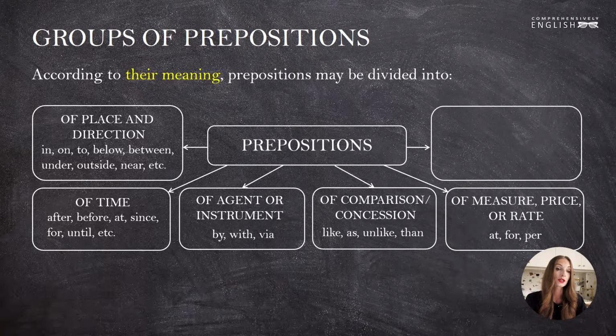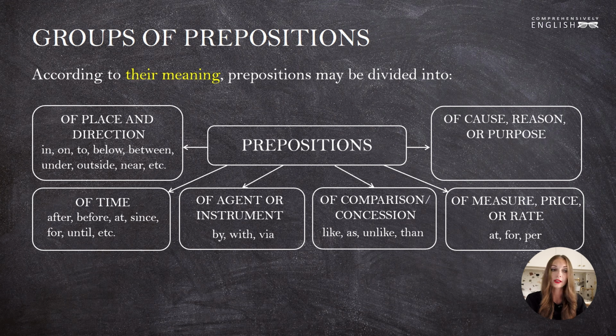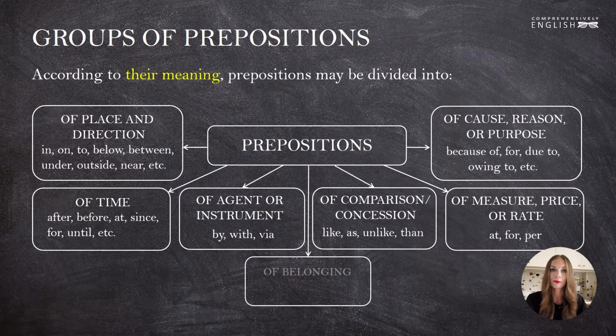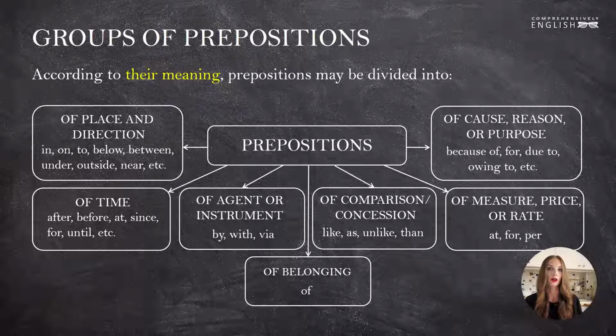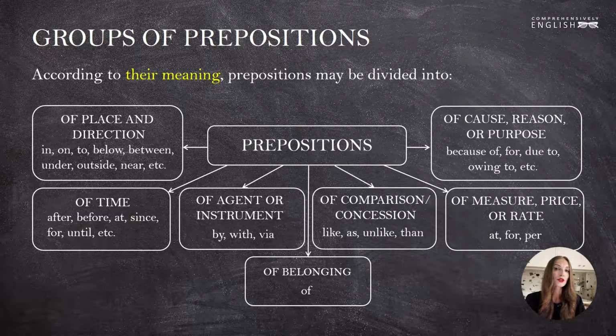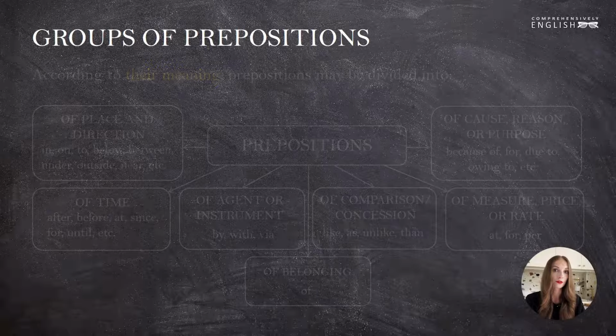Another group of prepositions are the prepositions of cause, reason, or purpose: because of, for, due to, owing to, and so on. And finally, there is a teeny tiny group of one preposition, which is the preposition that expresses belonging. Of. We can also say that it shows the part-whole relation, like a leg of a chair, a piece of pie, and so on. Now let us look at some examples of sentences with prepositions of different groups.